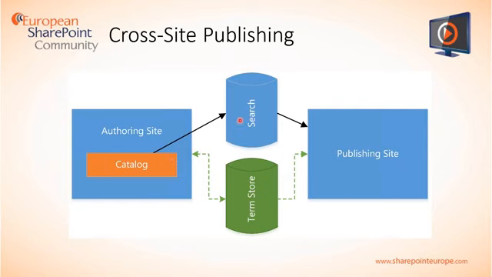Once the search index is cataloged, you can use the cross-site publishing feature to publish this content on the destination site. How is this different from the scenario where it's using Content Search? The thing is, this publishing site is totally isolated from the authoring site. So even when users access the content in the publishing site, they don't access anything from the authoring site.